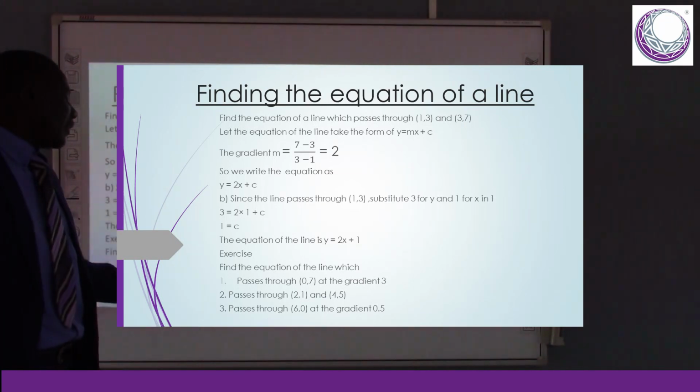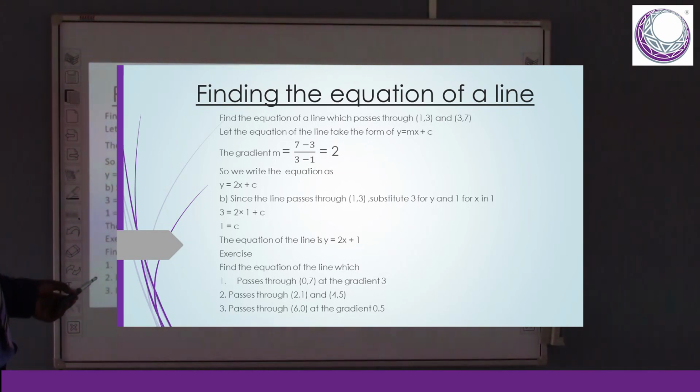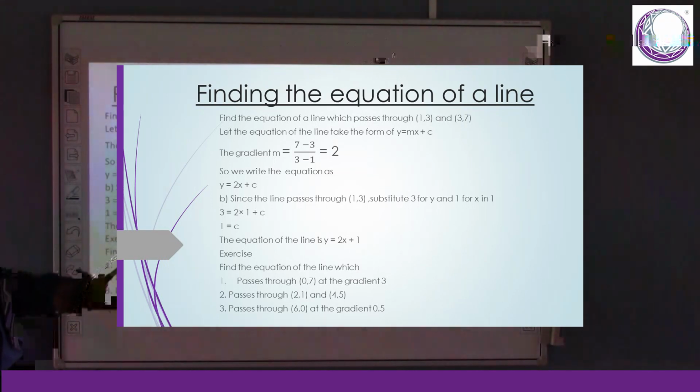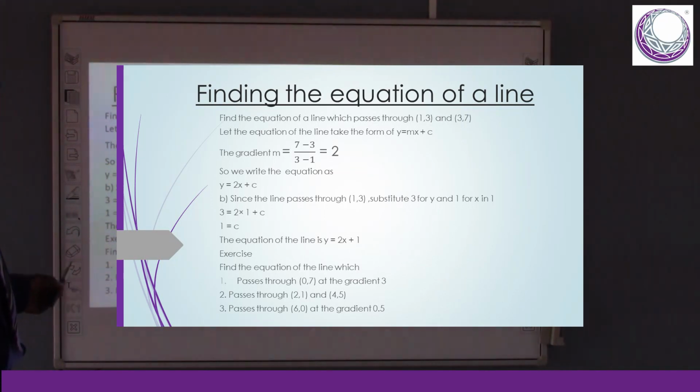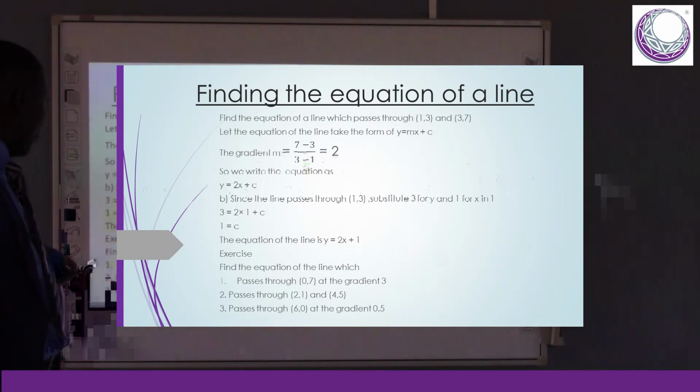And number 3, find the equation of the line passing through the point 6, 0 at the gradient 0.5. This particular 0.5, you can say 1 over 2, depending on which point you want. You can put it as a decimal, as it is, or you can put it as a fraction, as it is. Right? So, there is no problem.